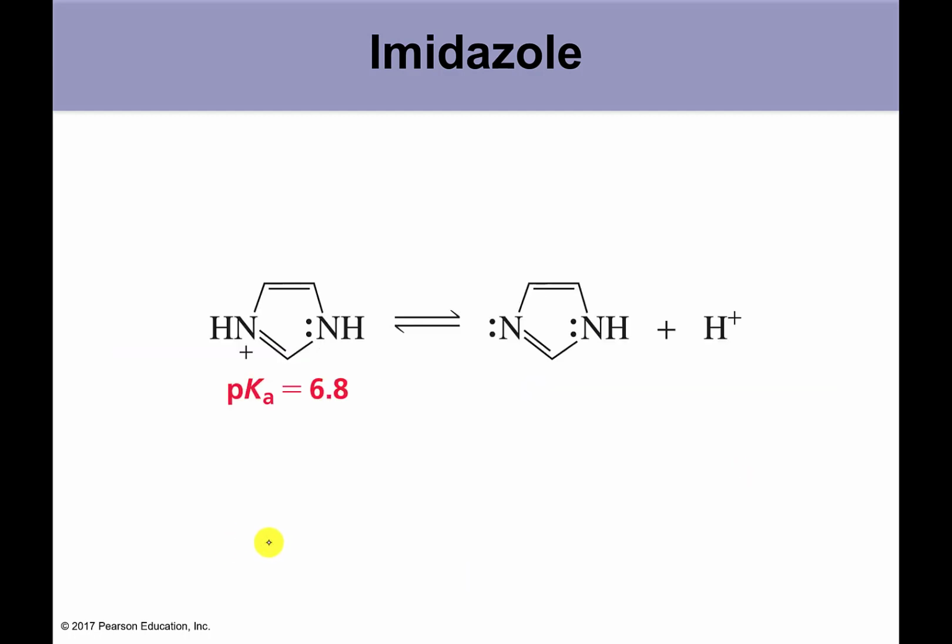Imidazole also has two different pKa's. So the protonated form of imidazole has a pKa of about 6.8. Imidazole itself has a pKa of about 14.5. So it's similar, again, to water in terms of its acid-base strength, but you can deprotonate imidazole.